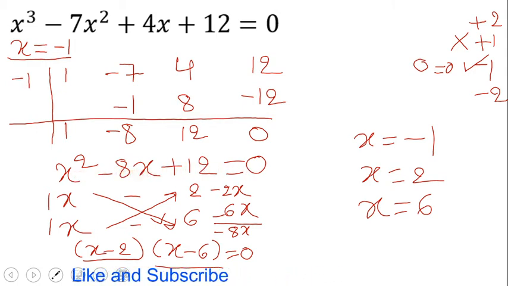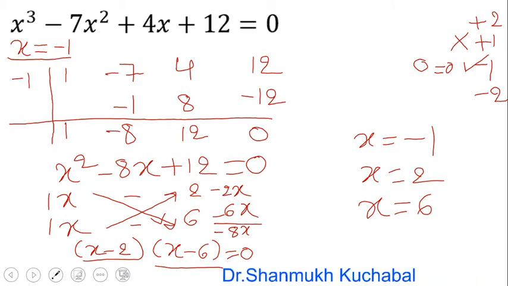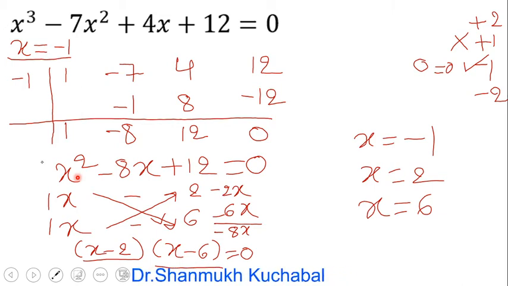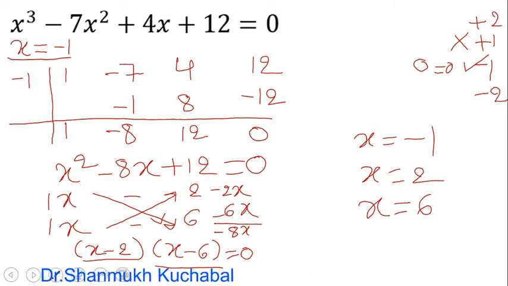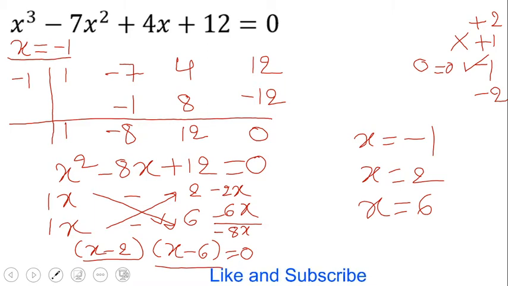Then I am using the factorization method. Trick: the x square coefficient is 1, 1x into 1x I write. The factors of 12 are 2, 6, 12. Then cross multiply: this is 2x, here it is 6x. If I add, we get 8x. So both sides we mention the minus sign, and we get minus 8x. Here it is minus, here also minus. So the next factors are x minus 2 and x minus 6, I have written over here.